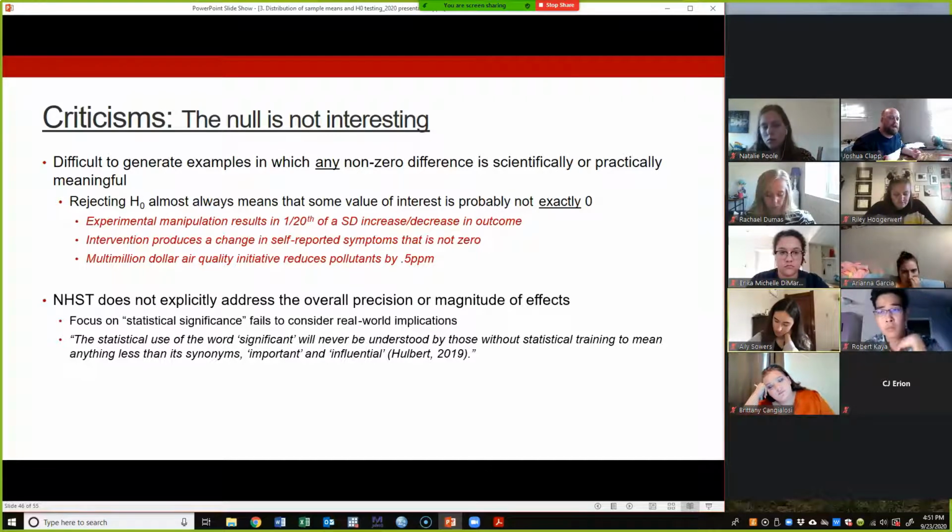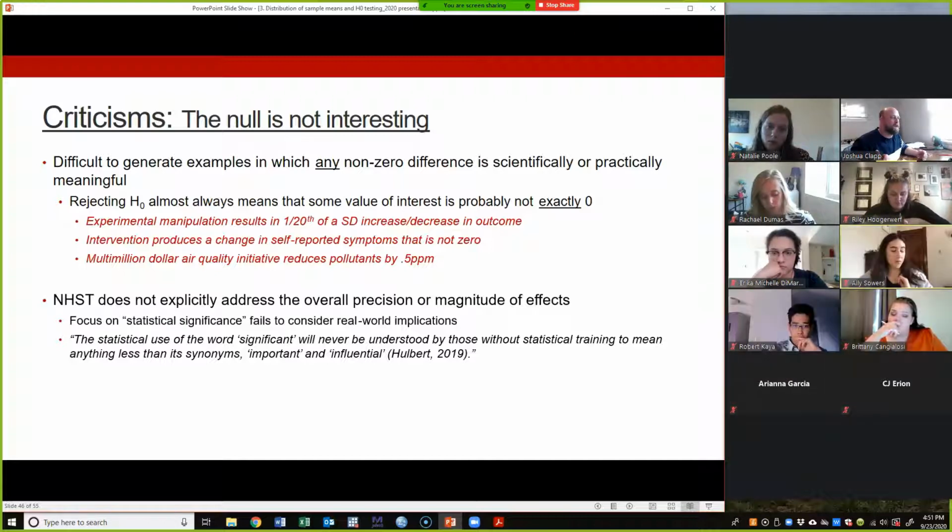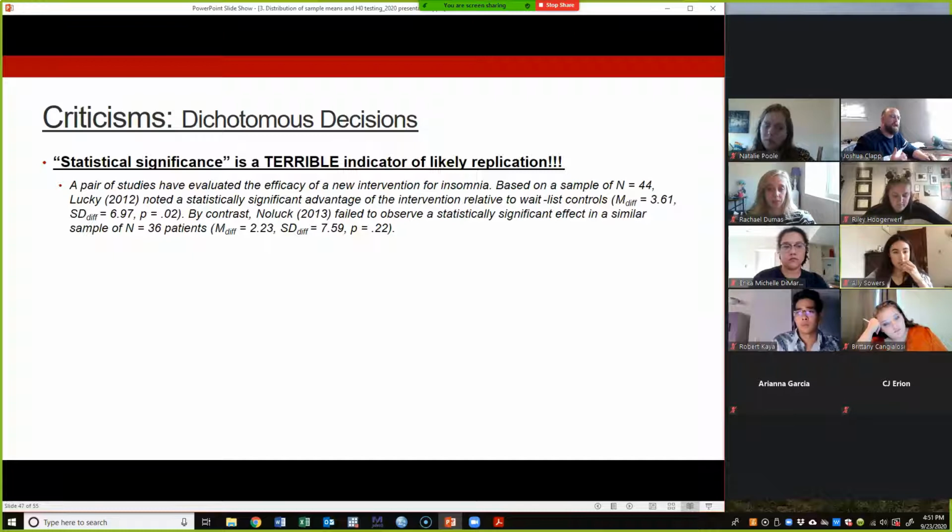Quote from Holbert: the statistical use of the word significant will never be understood by those without statistical training to mean anything less than its synonyms, important and influential, right? And so we start to get confusion in terms of what these results mean. We also see that these dichotomous decisions, significant, not significant, or reject, fail to reject, are a terrible indicator of replication.